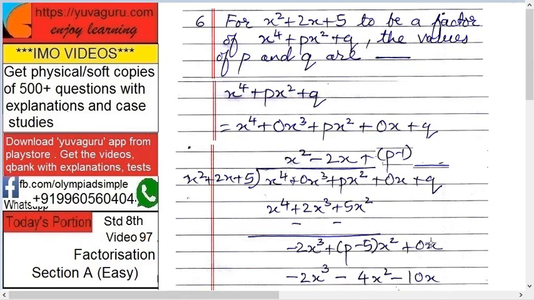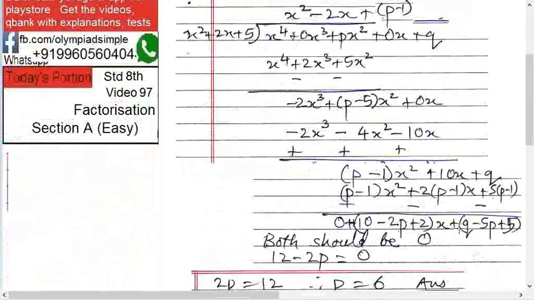And then 0x over here. Now this, first to first, minus 2x cube and x square. So minus 2x, right? That is the quotient. So minus 2x cube over here, then multiply everything with this quotient. Minus into minus 4x square, and then 5 into 10x, minus 10x.